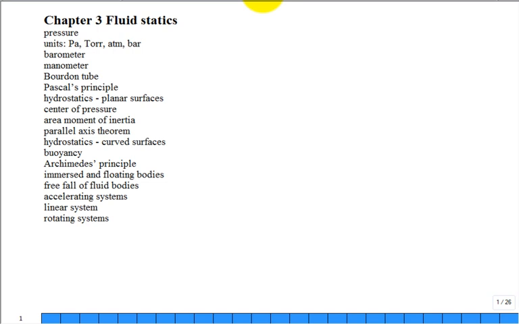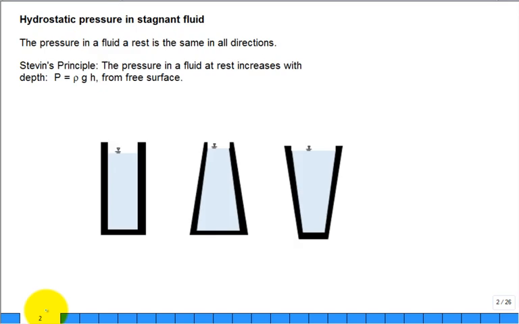So in this chapter on fluid statics, a lot of the concepts we've already covered, especially at the beginning. What is pressure? Force per unit area. Hydrostatic pressure in a stagnant fluid. Before we move to flowing fluids, just think of static fluids. So pressure in a fluid at rest is the same in all directions.